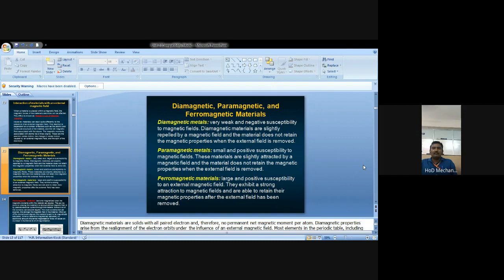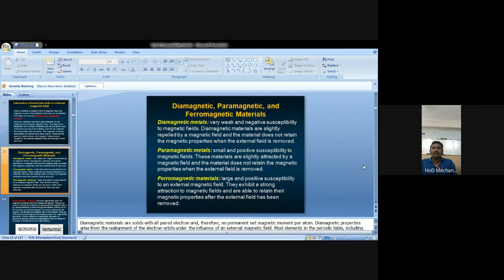The next one is ferromagnetic material. It has a large and positive susceptibility to an external magnetic field. These types of material exhibit a strong attraction to the magnetic field and are able to retain their magnetic property after the external field has been removed. That means a permanent magnet will be present in this type of ferromagnetic material.